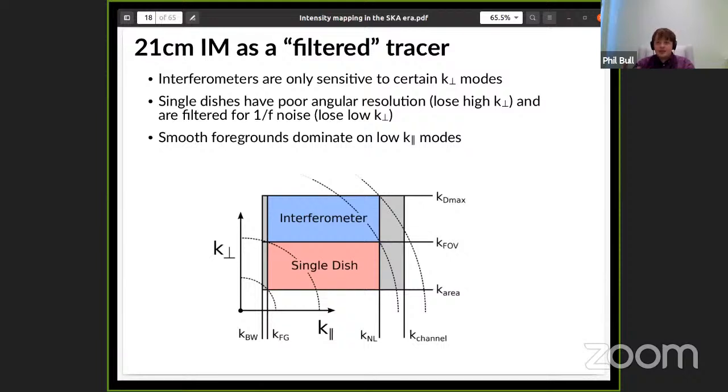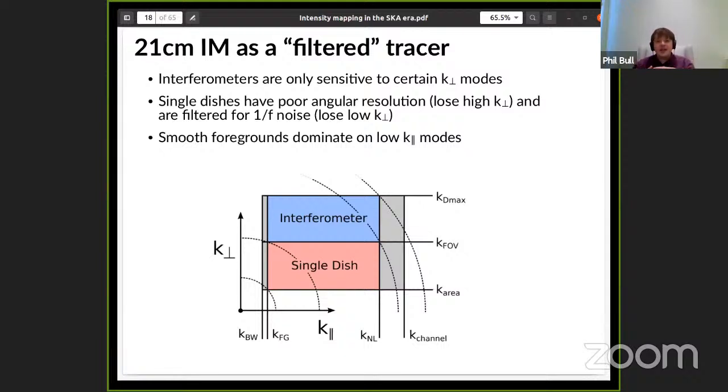As we've already seen, interferometers and single dishes are only sensitive to certain angular modes. They're only sensitive to a particular range of K perpendicular, which is what you can see with the blue and the red blocks in this diagram here. You can only see certain Fourier modes if you have a single dish or an interferometer experiment. The details don't matter too much here. All these different Ks have labels. Don't worry too much. You just see that interferometers tend to be more sensitive to the higher K perpendicular mode, so higher angular frequency, so smaller angular scales, and single dishes tend to be sensitive to larger angular scales, so smaller values of the K perpendicular wave number.